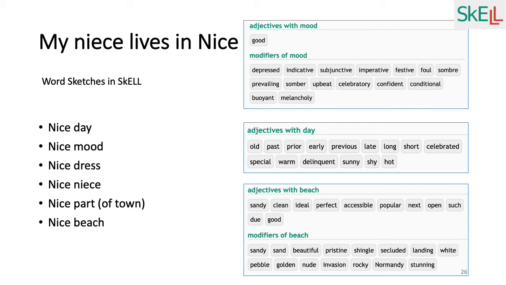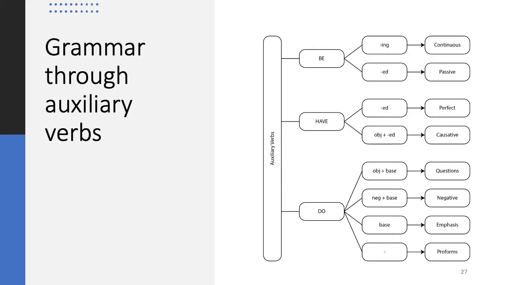Now we're going to have a look at some aspects of grammar. As you can see in this chart, we've got the three auxiliary verbs be, have, and do, and when they combine with various forms of verbs, they create these verb structures or these sentence structures, as you wish. So we can search for these. It's one of the nice things about using SkELL and wildcards, which I mentioned before.